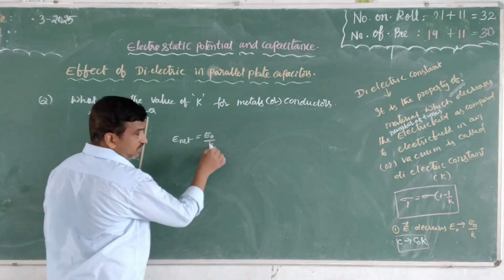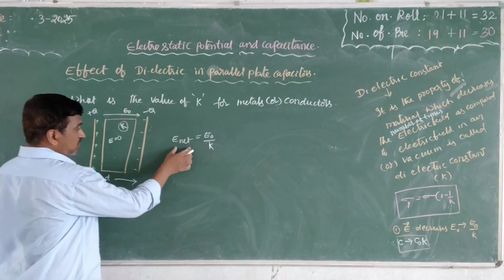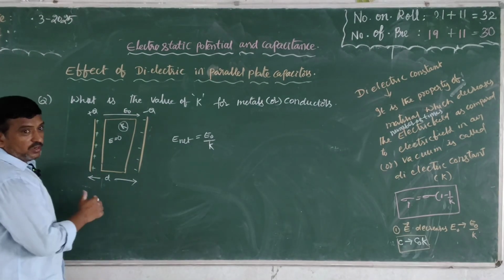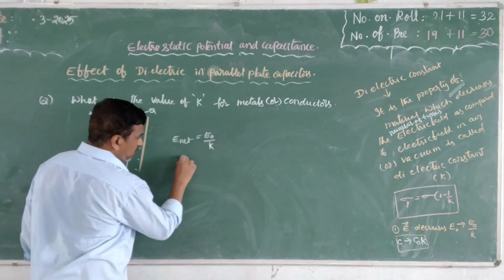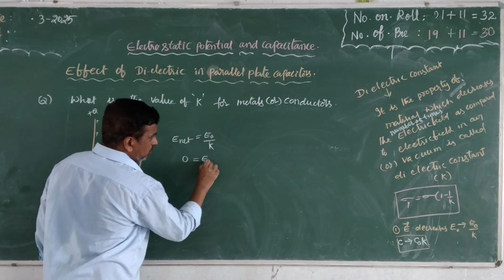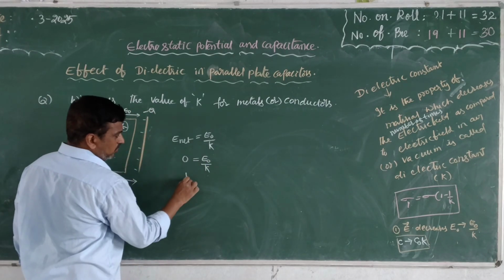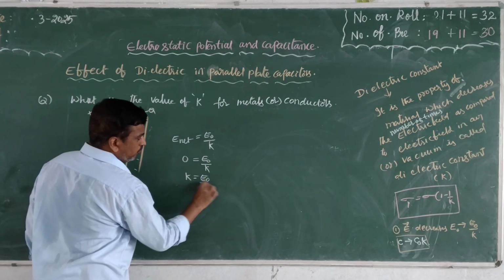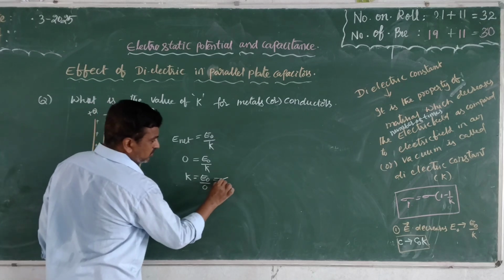Here, how many times does it decrease? K times, E naught by K. What is the electric field inside the conductor or metal? It is 0. So 0 equals E naught by K. Here K changes to E naught by 0, and E naught by 0 means infinity.